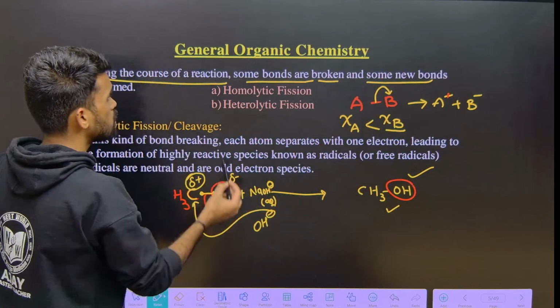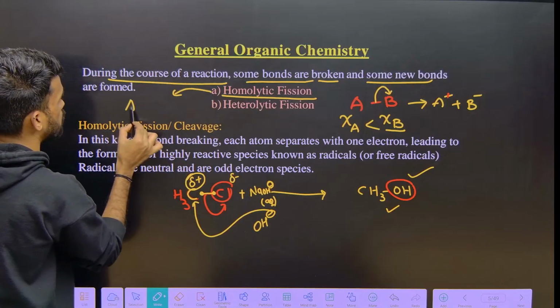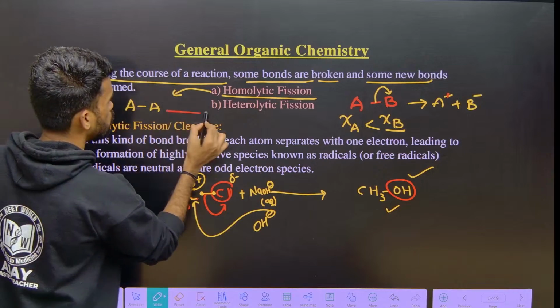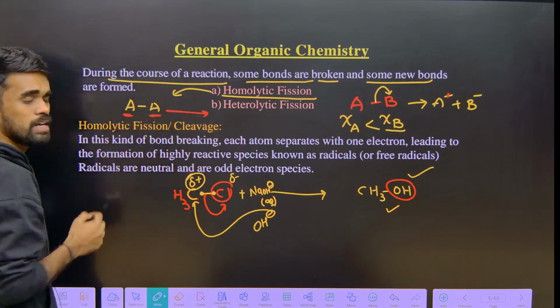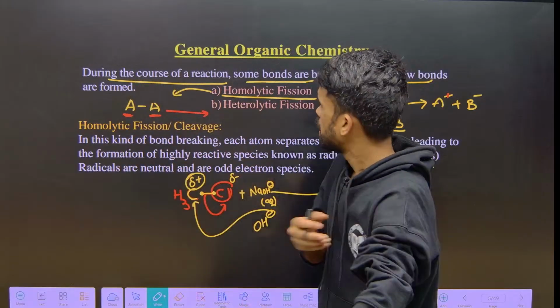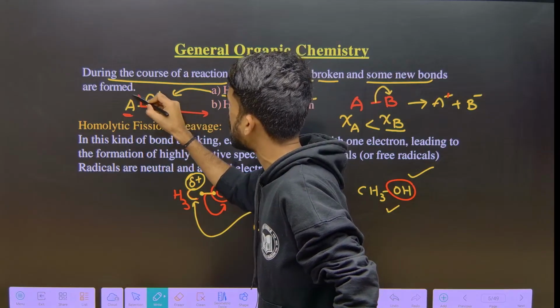Whereas homolytic cleavage means what? I have a substrate of AA type, this is our initial substrate. The electronegativity of A and A are the same, so there is no polarity. Therefore, the bond will break into two equal halves like this.